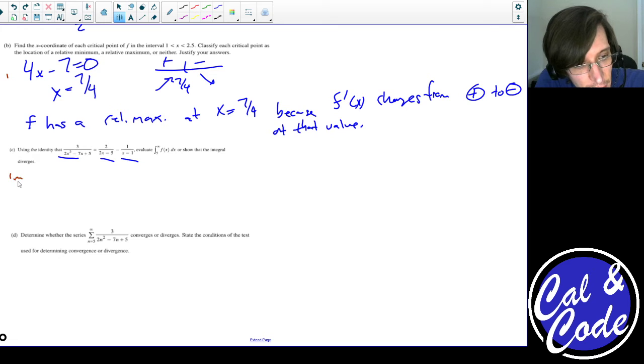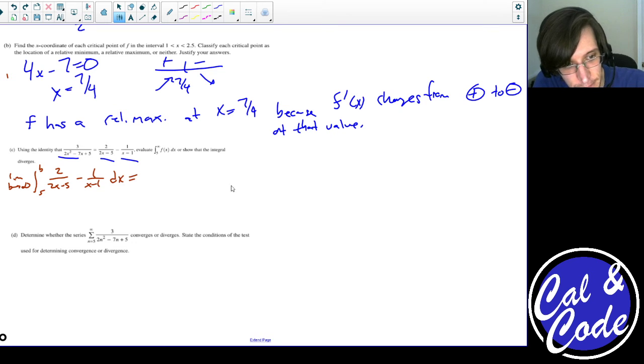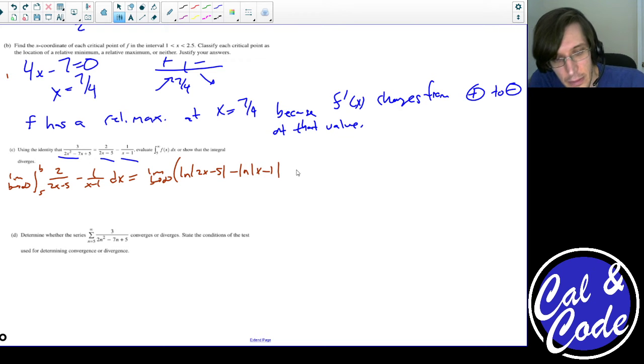So all I really have to worry about is doing my limit as b goes to infinity of the integral from 5 to b of 2 over 2x minus 5 minus 1 over x minus 1 dx. When I integrate this, I will end up with the limit as b goes to infinity of the natural log of the absolute value of 2x minus 5 minus the natural log of the absolute value of x minus 1, all evaluated from 5 to b.